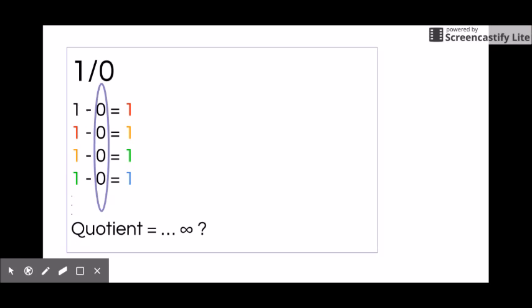I subtract 0 from 1, I get 1. 1 is larger than 0, so I again subtract 0, I get 1. I again subtract 0, I get 1. I again subtract 0, I get 1. And this seems to go on forever. So does this mean 1 by 0 is infinity?